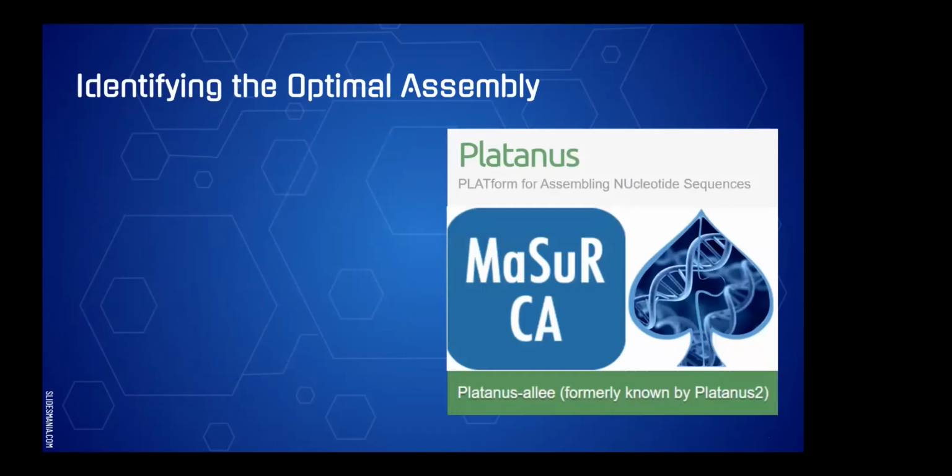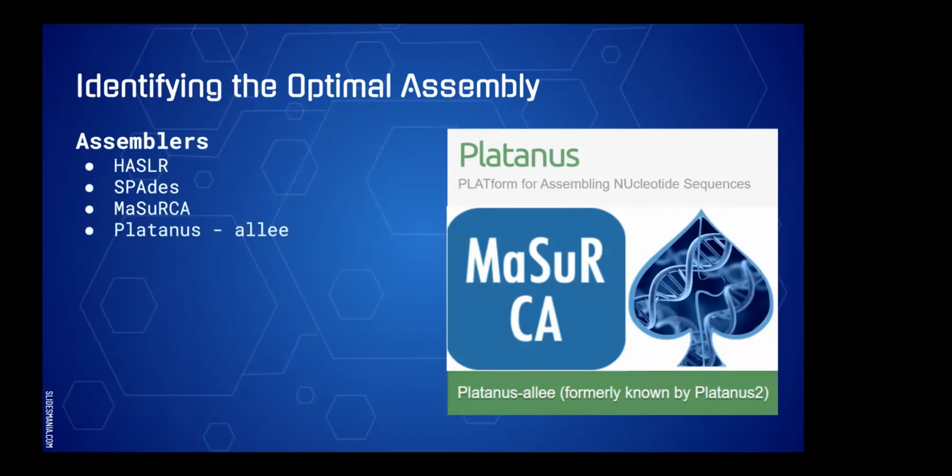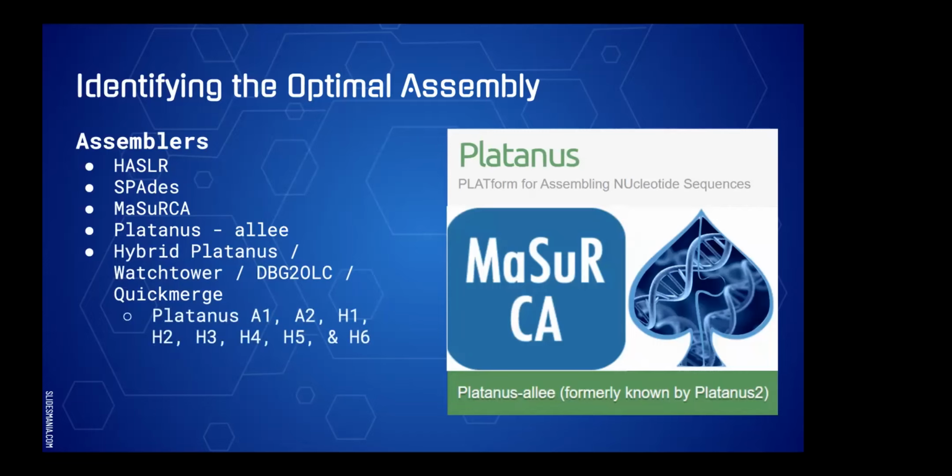To begin, the assemblers, which are the programs we use to create the genome assemblies, included Hassler, Spades, Mazurka, Platanus, Ali, and a hybrid pipeline, which utilized many different assemblers. For simplicity, we denoted these as Platanus, A1, A2, and H1 through H6.